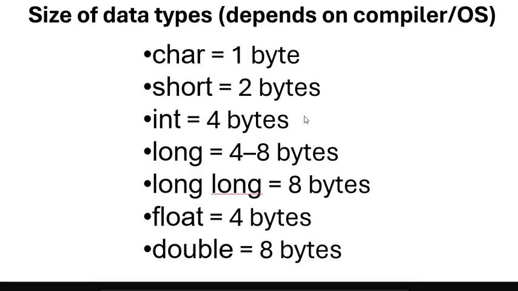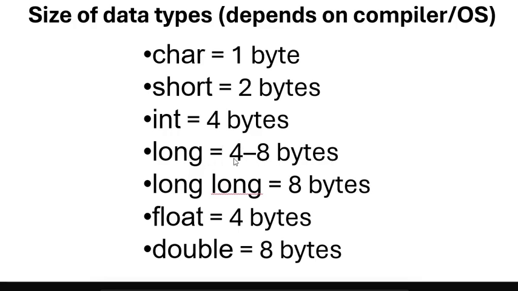Integer is 4 bytes. The size of integer is 4 bytes. I can store in integer till 4 bytes only. If the value or the data is too long, then I can store it in long. I can store the data in the long data type, that is 4 to 8 bytes.